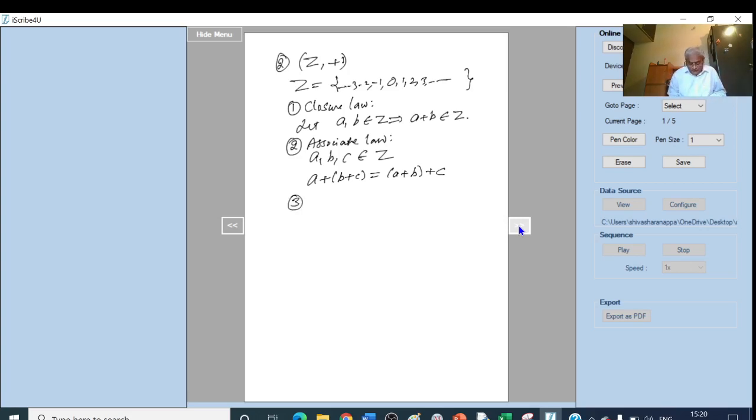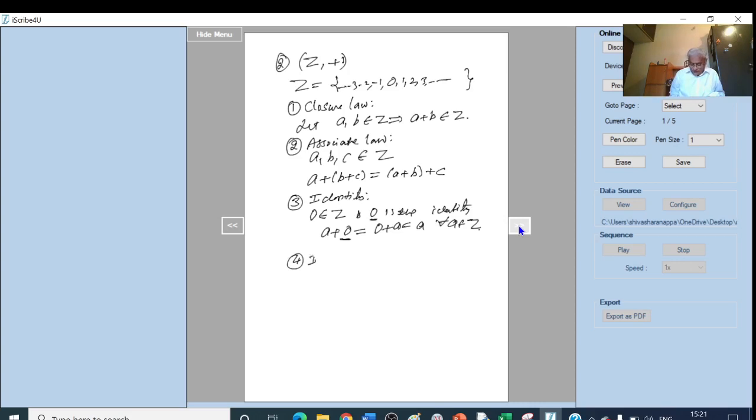And third one is the identity axiom. So here we can observe in the set that 0 belongs to Z, and with respect to addition, 0 is the identity. 0 is the identity element because we have a plus 0 equal to 0 plus a equal to a. This is true for all a belonging to Z. So 0 is the identity. So identity element exists here.